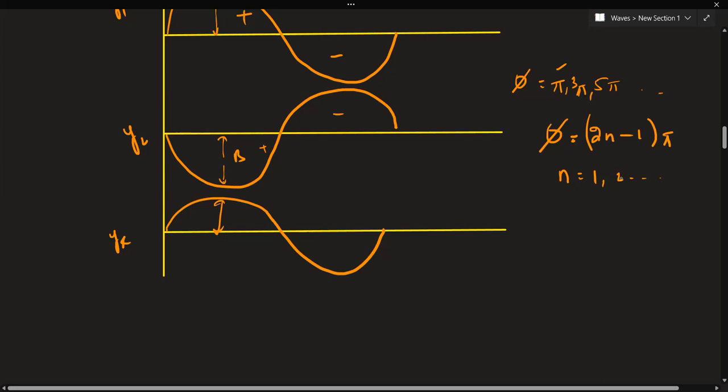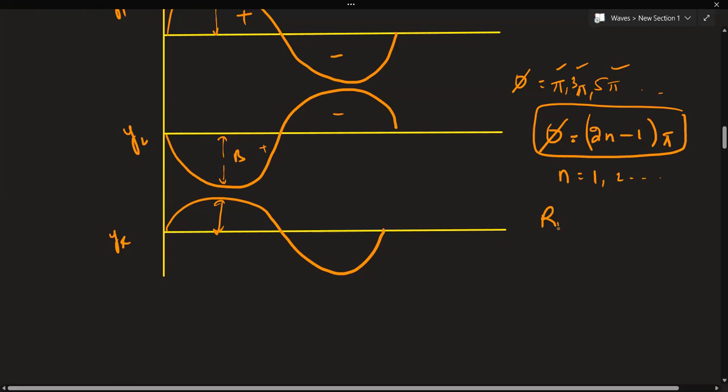Then when I put n equal to 2, it will be 4 minus 1, that is 3 pi. If I put it as 3, it will be 3 into 2, 6, 6 minus 1, 5 pi, and so on it will go. So you have to remember this. This is the general formula. You just need to find the value of n and you can put it and find the value of the rest of the phase difference.